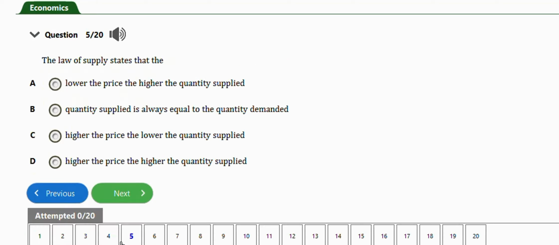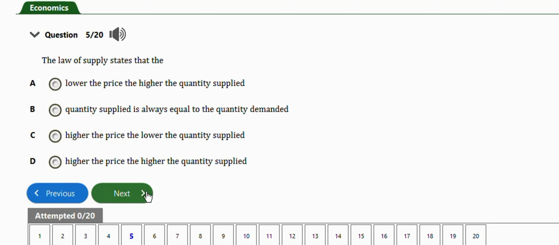Next question, it says the law of supply states that lower the price, the higher the quantity supplied. No. The quantity supplied is always equal to the quantity demanded. No. Higher the price, the lower the quantity supplied. No. Higher the price, the higher the quantity supplied. Yes, option D, the right answer.